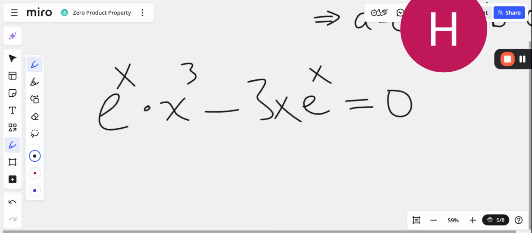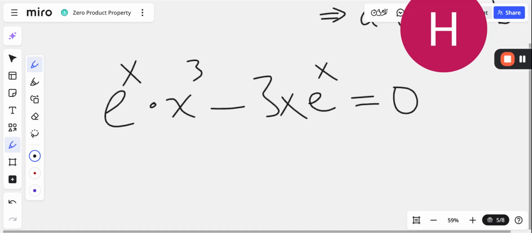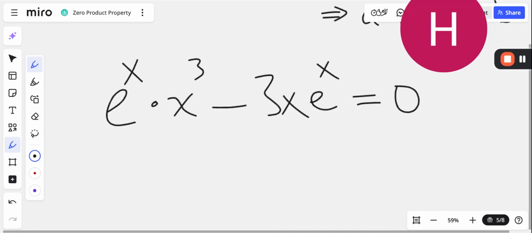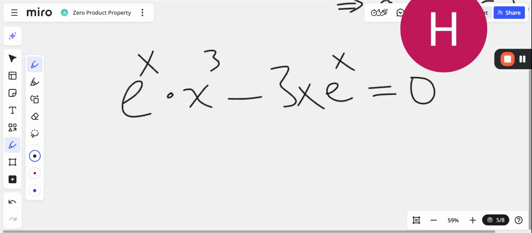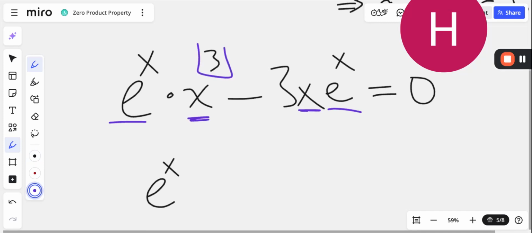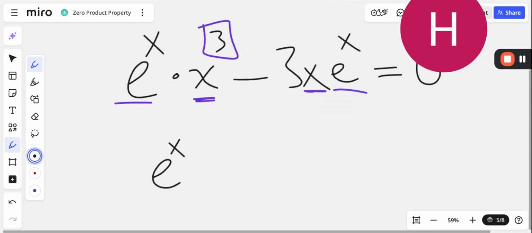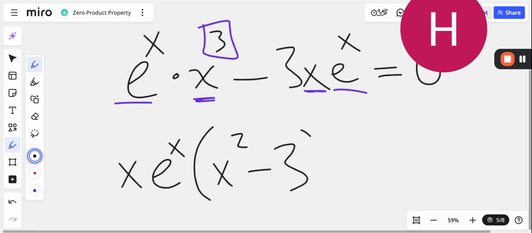If you're not as advanced in math, maybe you're just in Algebra 2 or pre-calculus, the factoring of this could be kind of tough. But what I'd like to mention is that a common factor in both of these terms is e to the x. And another common factor is 1 power of x. We have x cubed here, but we can only take one that's in common. So it's common to write x in front of e to the x, leaving us with x squared minus 3.